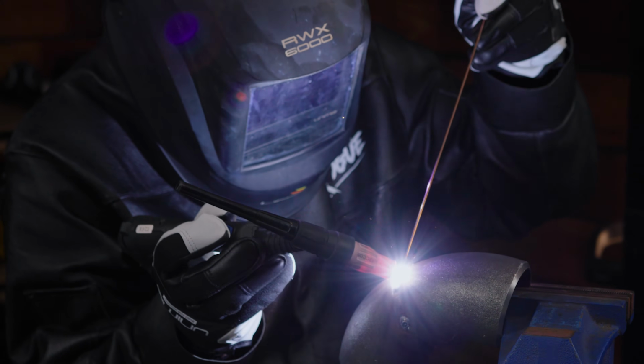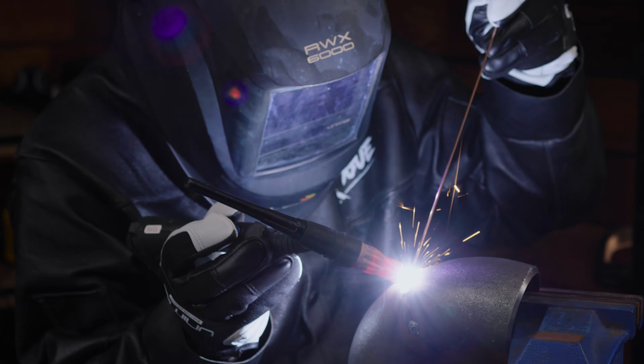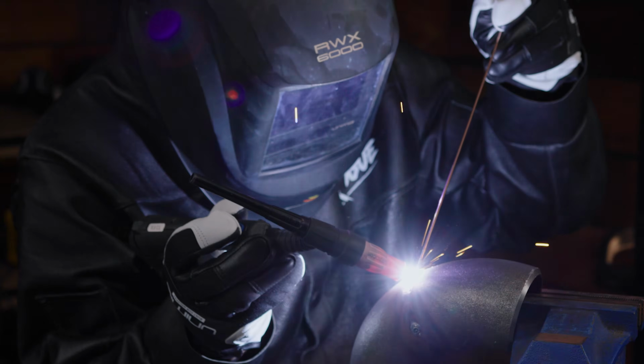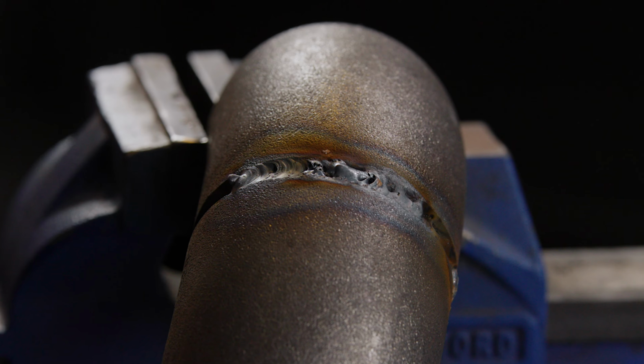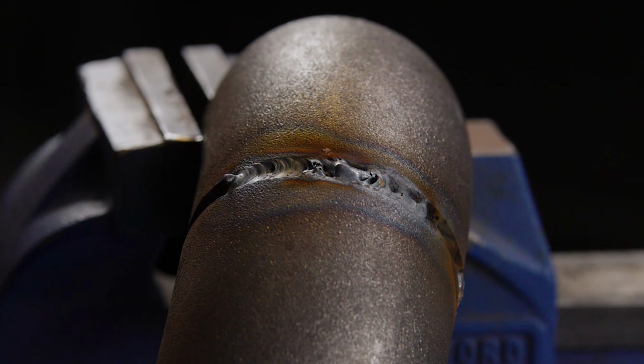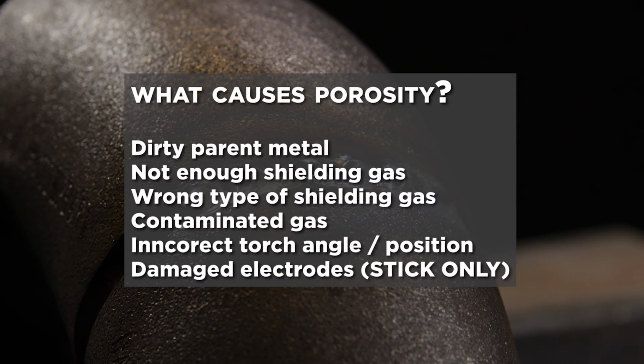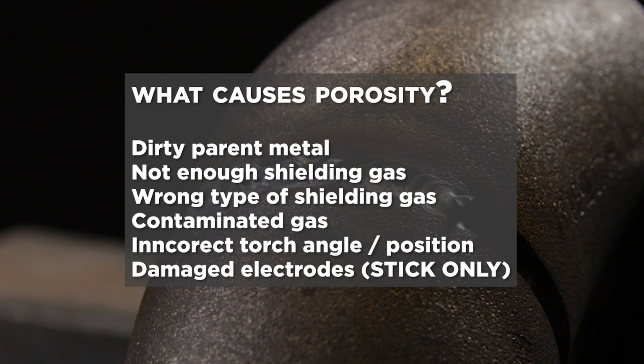Porosity occurs when elements in the atmosphere are absorbed into the whirlpool while it's still molten. These gases become trapped once the metal solidifies and you're left with a weld full of holes. Porosity is often referred to as Swiss cheese because of the little bubbles left behind. So what causes it? Dirty parent metal, not enough shielding gas, the wrong type of shielding gas, contaminated gas, incorrect torch angle or position, and for stick welding, you could also have damaged electrodes or moisture in the electrodes.